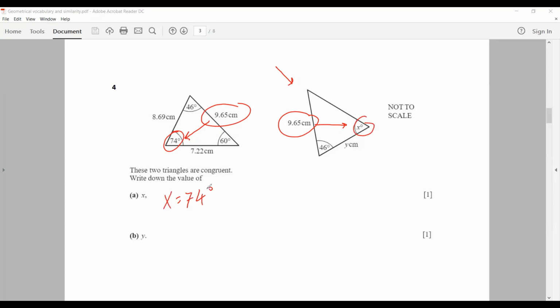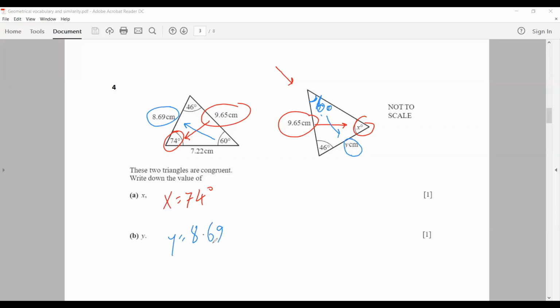We do the same thing for y. Well, y is this side opposite to this angle. And what is that angle on the first triangle? That should be, if this is 46 and 74, 60 is left out, right? That's 60. So the side opposite to 60 on the first triangle is 8.69. That should give you the value for y.